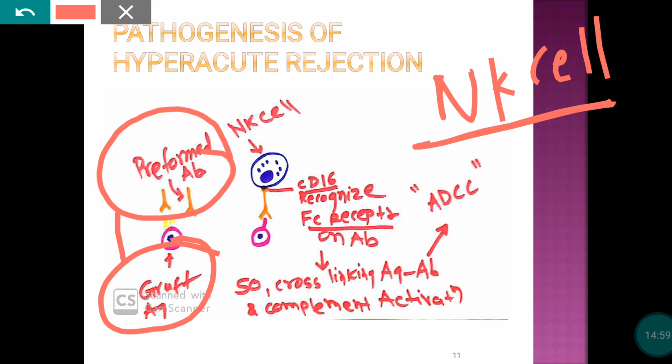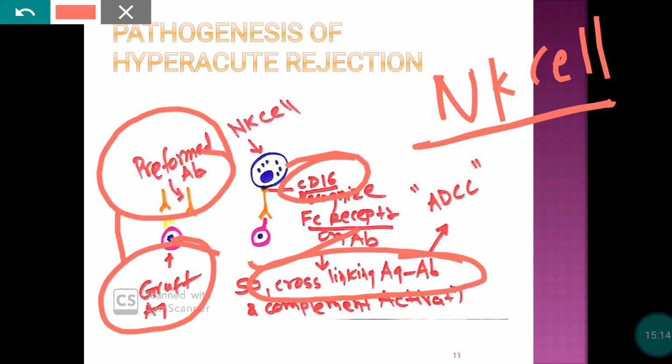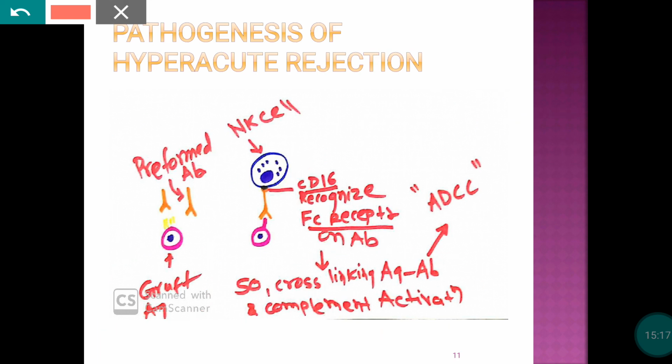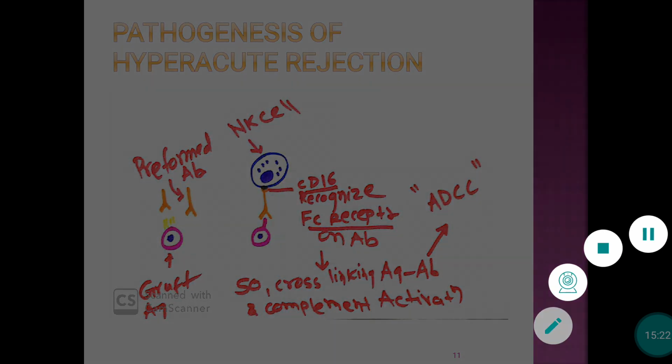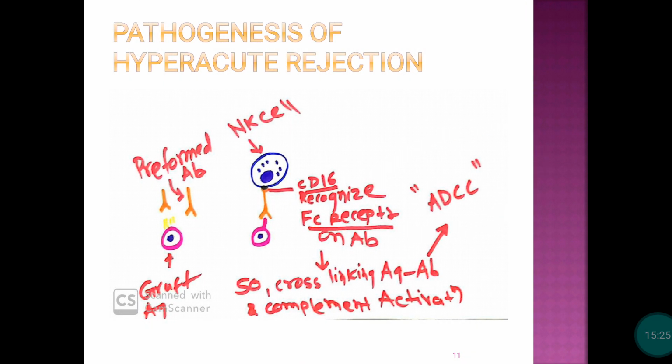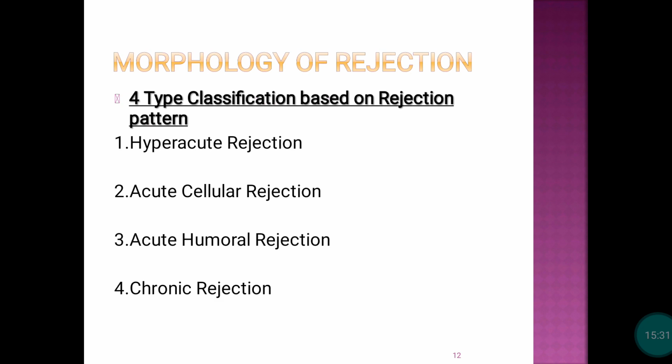Now this natural killer cell has one receptor, CD16, that will directly recognize the Fc receptor that is present over the antibody. So what will happen? There will be strong cross linking of antigen antibody and the complement will get activated. So the complement system can get activated and lead to further damage. It is known as antibody dependent cell mediated cytotoxicity. So that is the pathogenesis of hyperacute rejection. So these are the three mechanisms of the transplant rejection: direct, indirect pathway, and the hyperacute rejection.